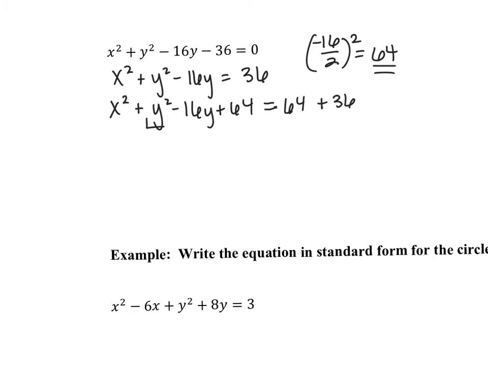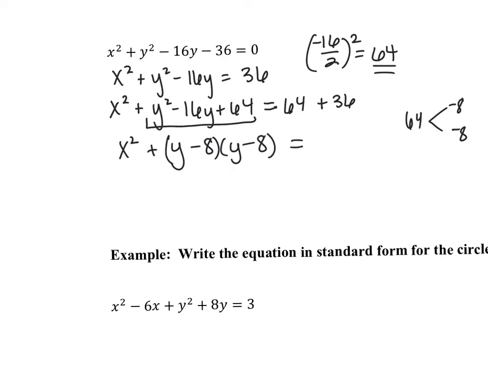So we need to factor y squared minus 16y plus 64. So we're asking ourselves, what multiplies to get 64 that adds to get negative 16? And that should be negative 8 and negative 8. So this factors to y minus 8 times y minus 8. And most of you, I would go ahead and just write it as y minus 8 quantity squared, just to be simpler.